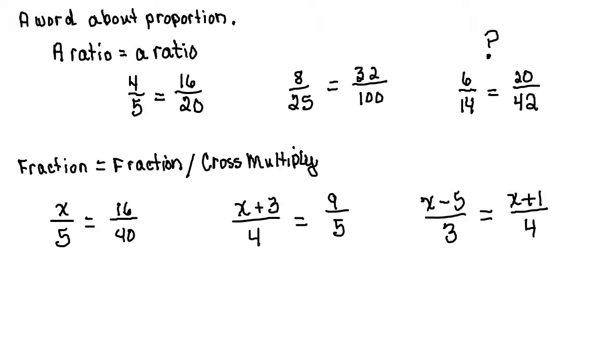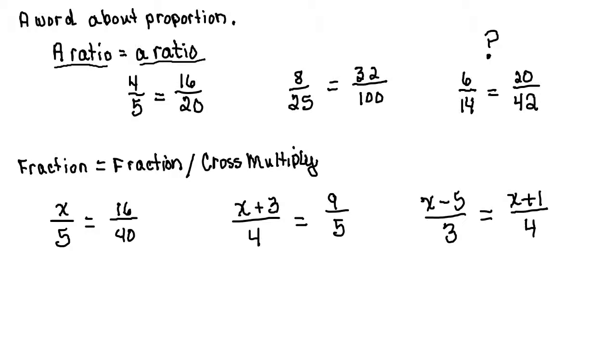A word about proportion. A ratio that equals another ratio, being compared to another ratio, is called a proportion. Proportions have to be equal in value. Okay, we're kind of used to that in the aspects that we have quite often had to deal with fractions that equal an equivalent fraction.